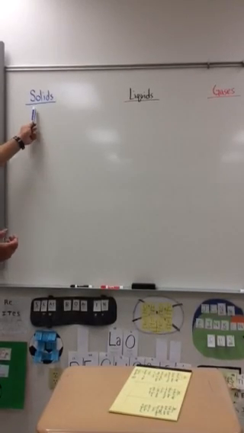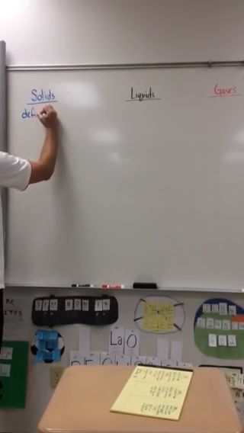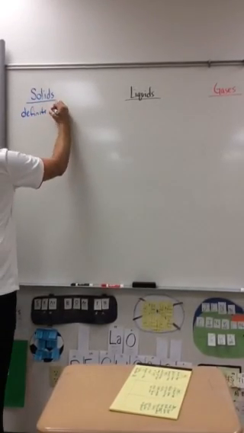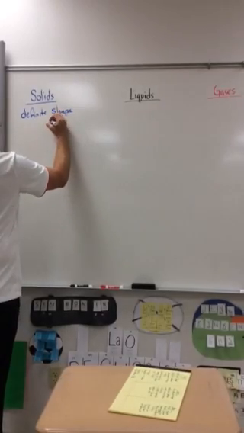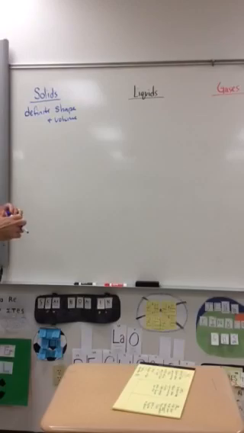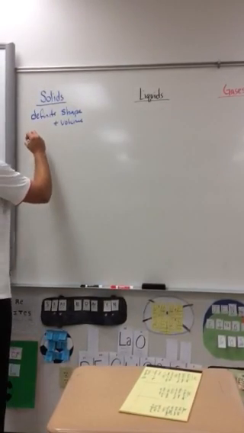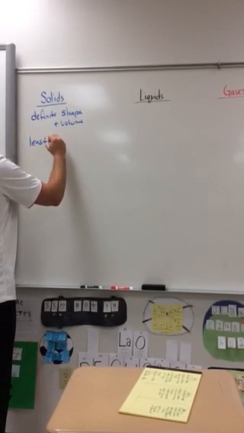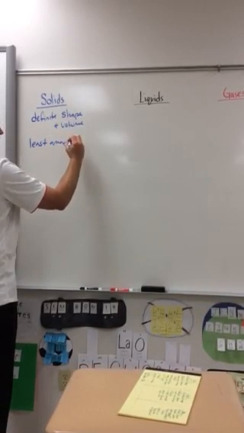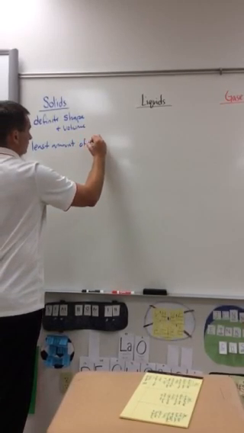So we're going to start off with solids, and solids have a definite shape and a definite volume. Solid particles have the least amount of energy. And you're going to see there's a trend going from left to right. So, least amount of energy.